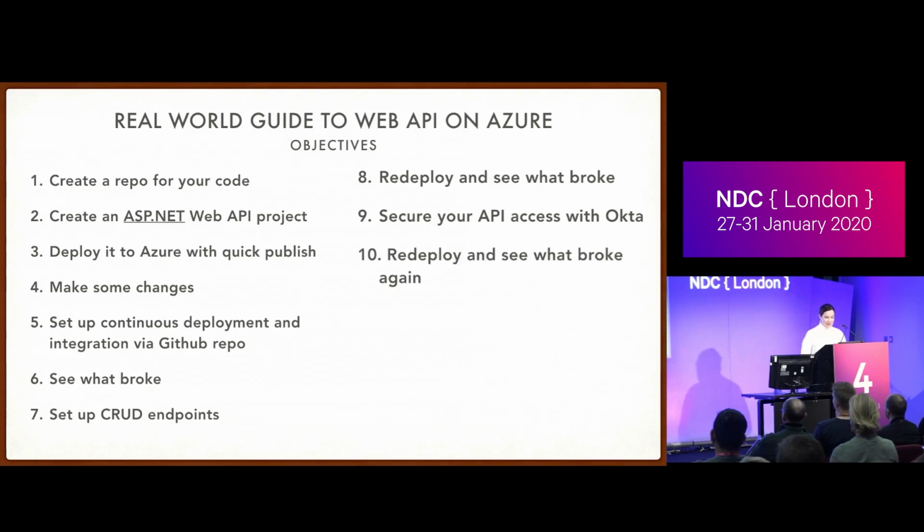And then we're going to redeploy and see what broke again. Right? Then I'm going to create API client access credentials. Since this is machine-to-machine stuff we're talking about today, there is not going to be any formal sign-on that you're going to see like you would if you logged into a website.